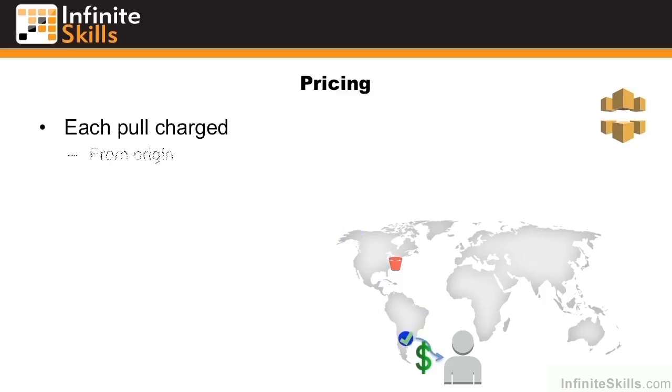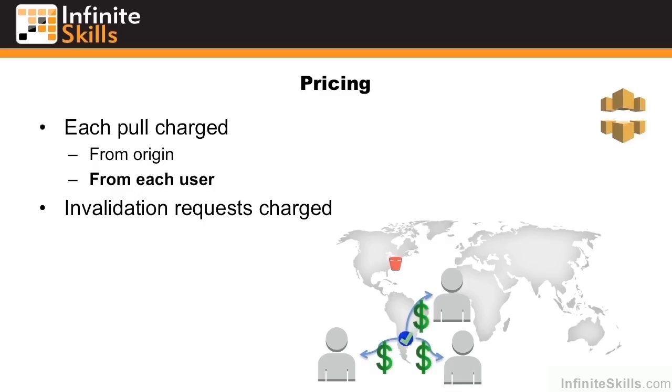Each pull is charged, both from the origin as well as every time that a user pulls a file from an edge location. Invalidation requests are also charged, and you can purchase a reservation capacity discount if you know that you're going to use a lot of capacity over the next year.